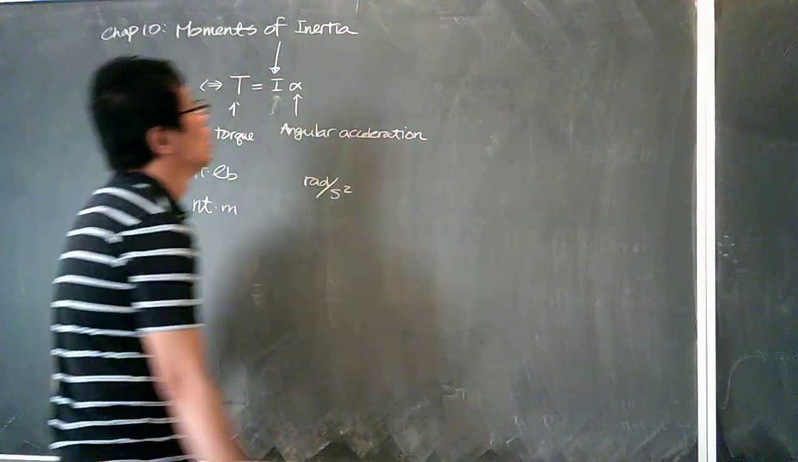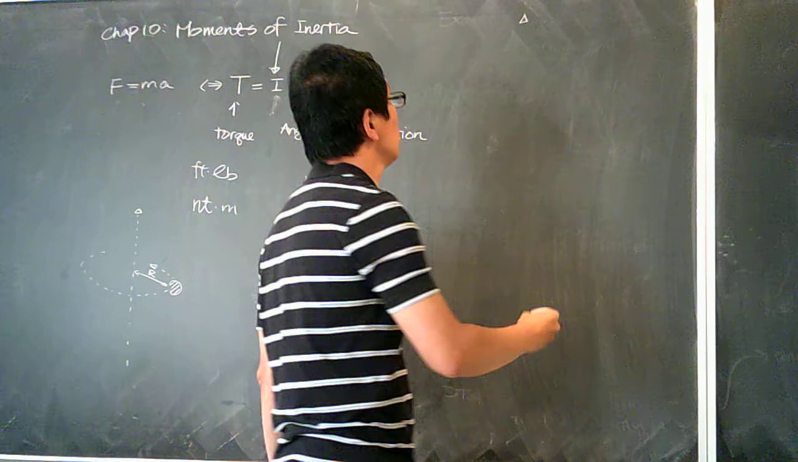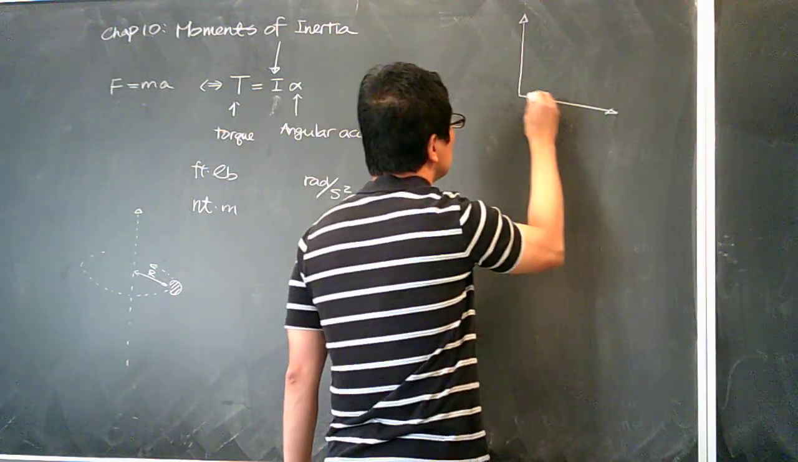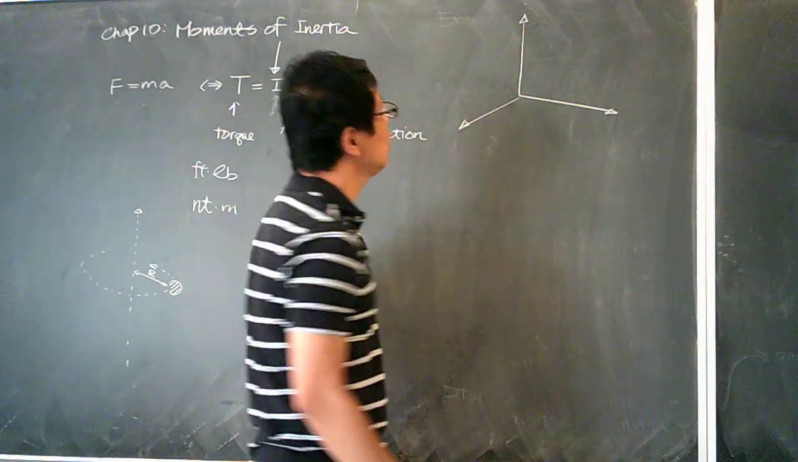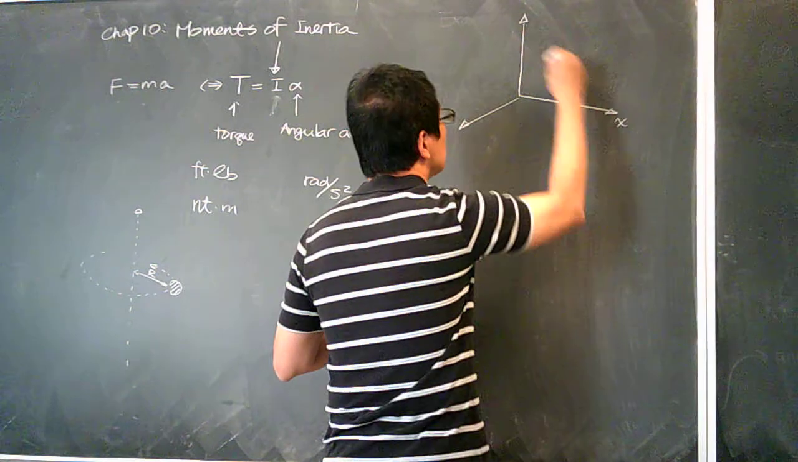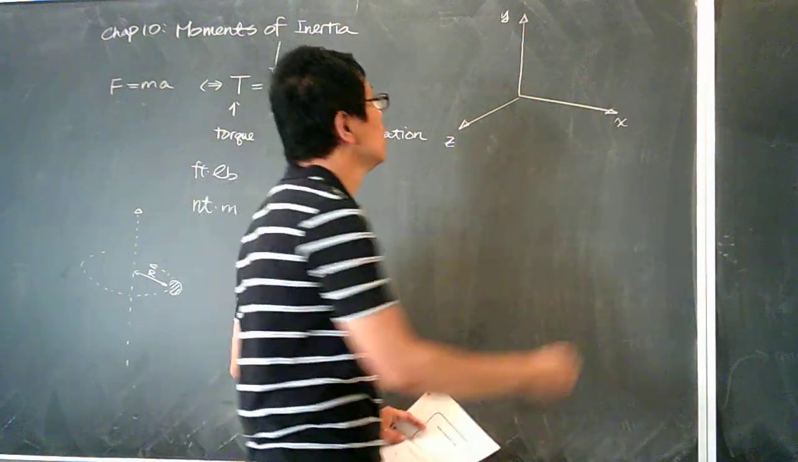But in this chapter, we're not going to talk about a single axis. We're going to talk about three axes. So most likely, you're going to encounter something like this. This is my x direction. This is my y direction. This is my z direction, based on your notes and your textbook.